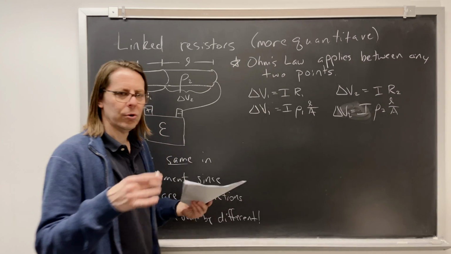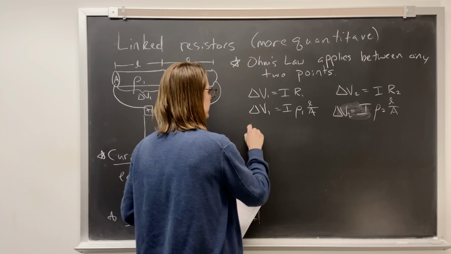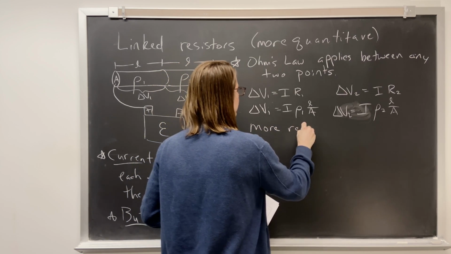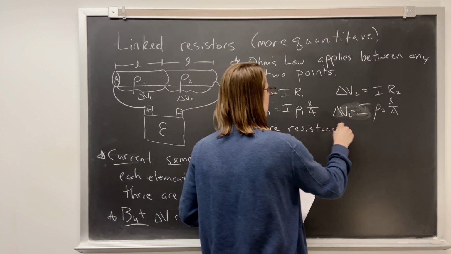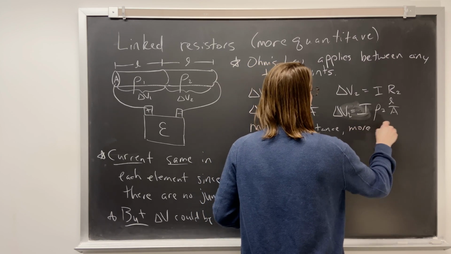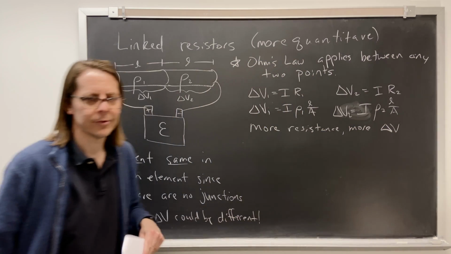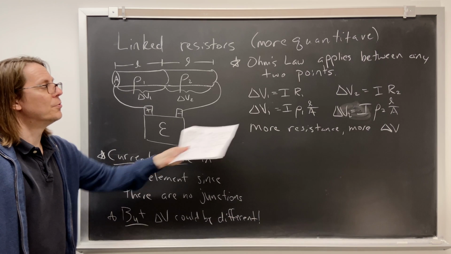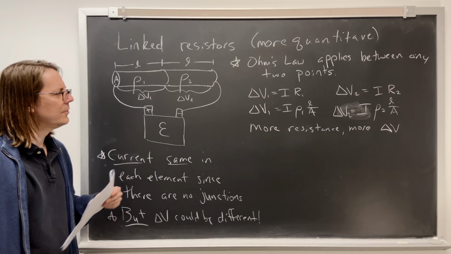So a general rule when you have two things in series like this is more resistance, more delta V. Okay. Not a universal law, but that's the basic idea.